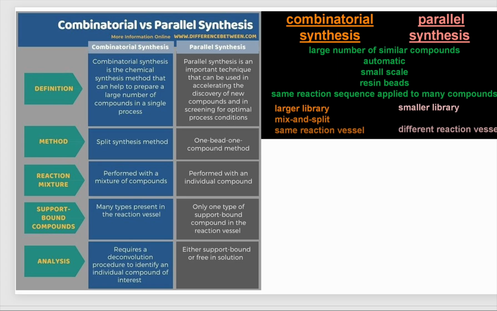So there is a large number of things happening. It's very messy, and you have so many things mixing up, and you just split it. You don't know which order they are forming, whatever. Many types are present in a single reaction vessel, and it requires a deconvolution procedure to identify individual compounds of interest. So the main target of this synthesis is just to see if it has any activity. Once you get activity, then you try to figure out, okay, how do you identify the individual compound.